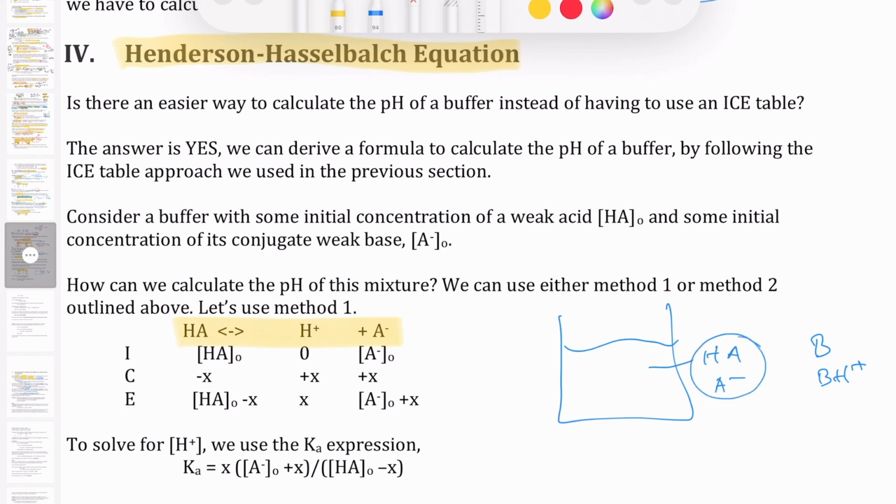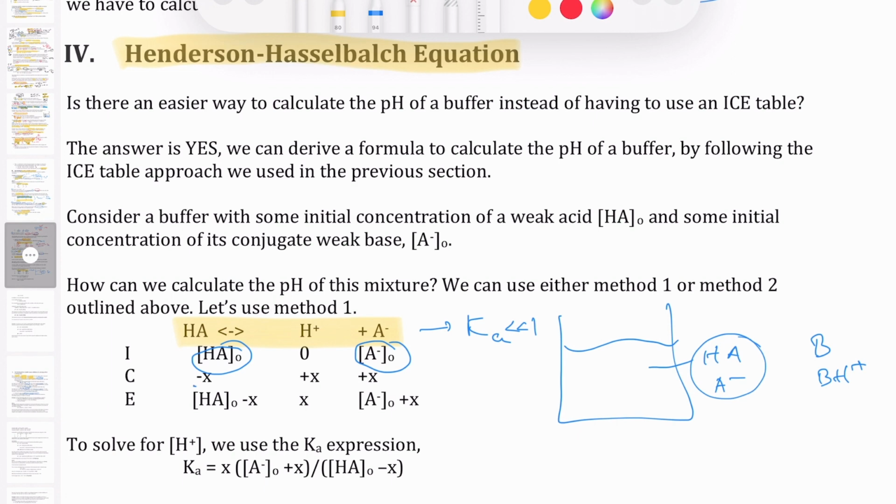So we're going to start with HA and A minus. The reaction is going to look like that. We're going to have some quantity of HA at the beginning and some quantity of A minus at the beginning. We have to, in order for it to be a buffer, both of those things have to exist. According to our ice table, this reaction has a K equal to Ka, which means that it's much less than 1.